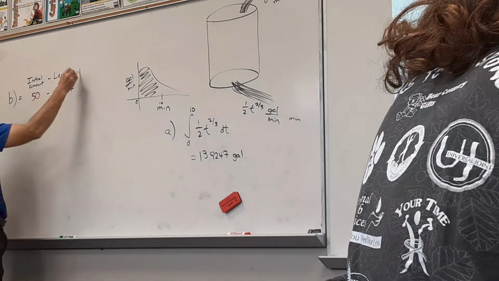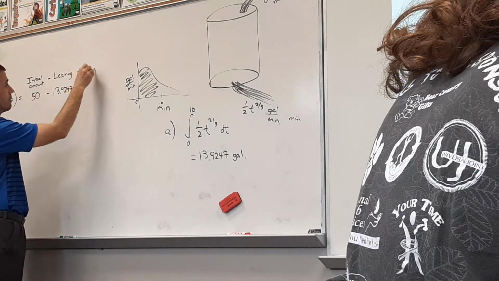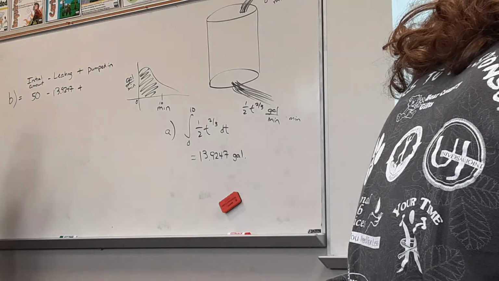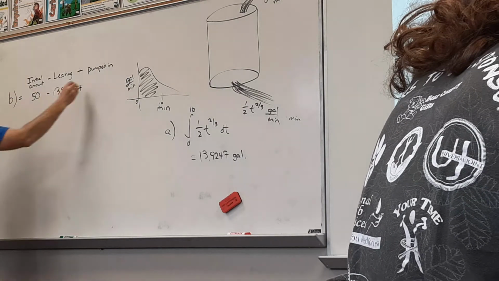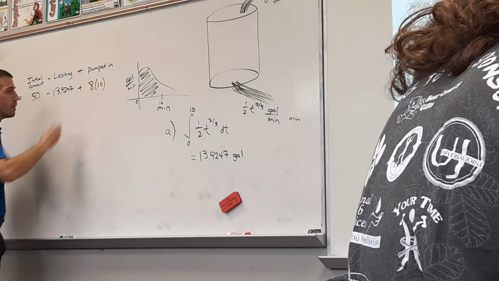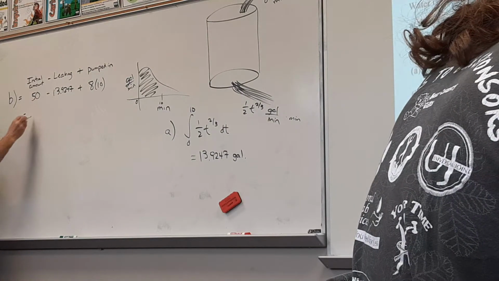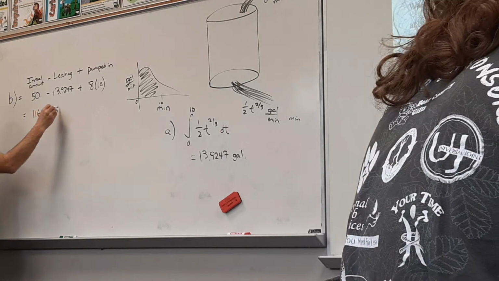And then we're adding the water being pumped in. In this case we got 80, because it's 8 gallons per minute for 10 minutes. So 8 times 10, which gives us that 80. And if we calculate this out, we get 116.0752.